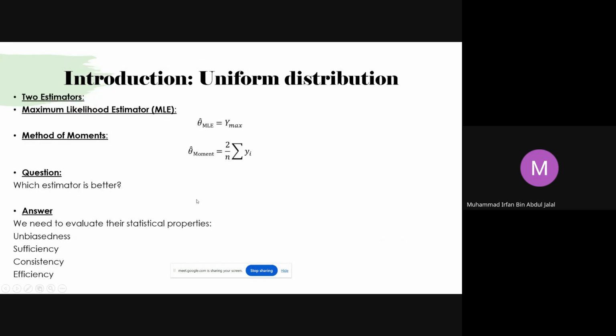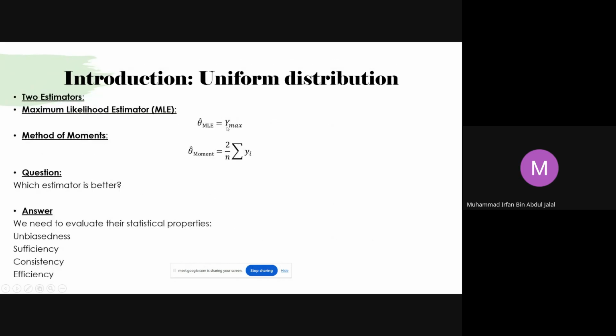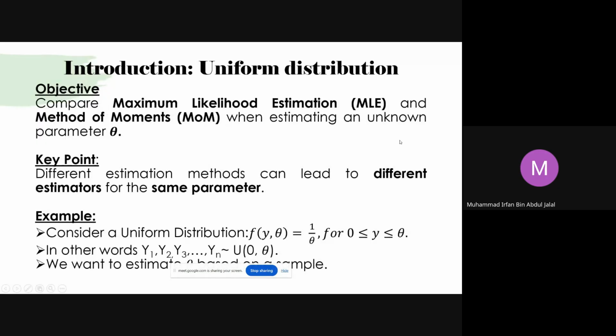So there are two types of estimators for estimating theta for this uniform distribution. The first one is the MLE, maximum likelihood estimator. Based on the distribution theory that you have learned previously for the uniform distribution, the MLE estimator is the maximum of the observations, the largest value in the data. For the data y1, y2, y3 until yn, you choose the maximum one, and that maximum value is the MLE estimate for parameter theta, as you can see from my arrow there.